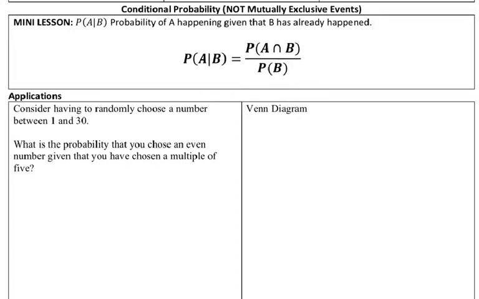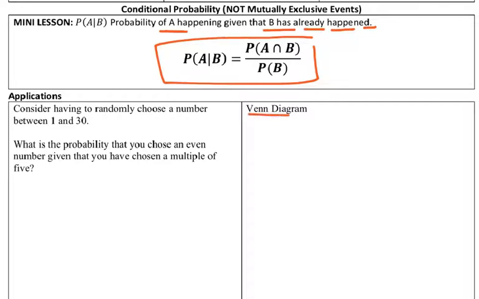Alright, you guys, so in this lesson we are going over conditional probability, and what that is, it's the probability of event A happening given that B has already happened. So we're going to look at this formula here, and we're also going to take a look at a Venn diagram to see how it relates. We're also going to see how this relates to a real world scenario.